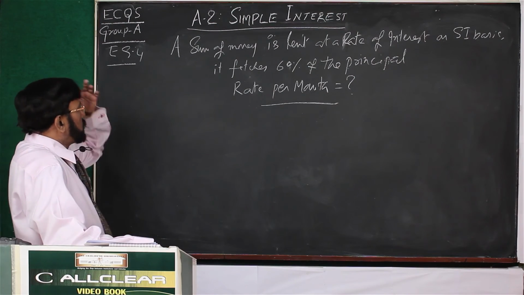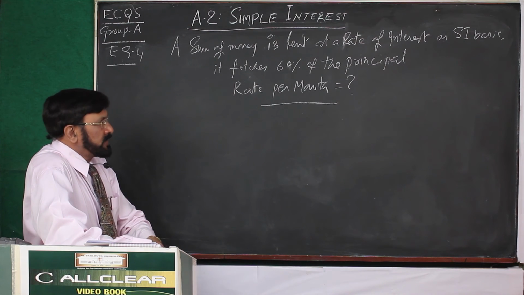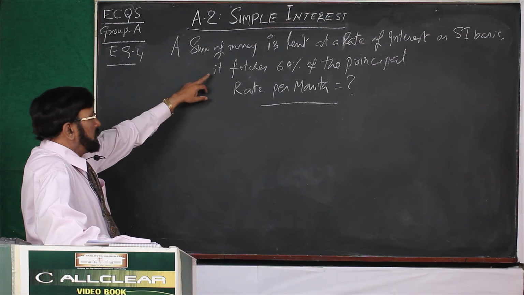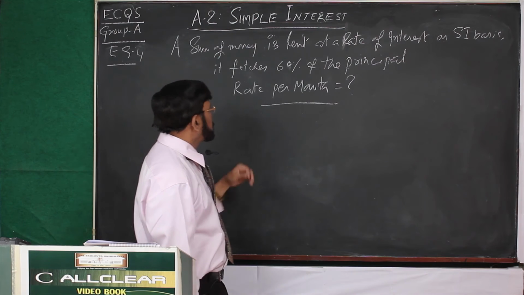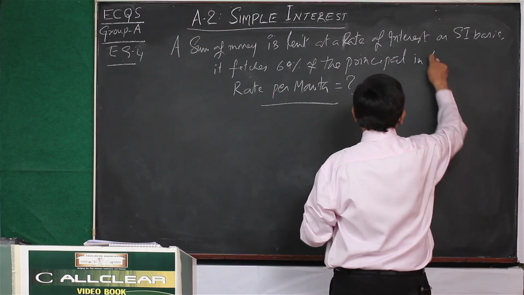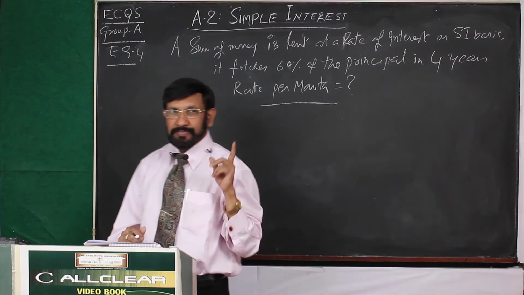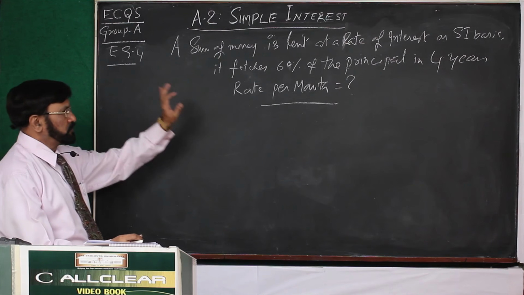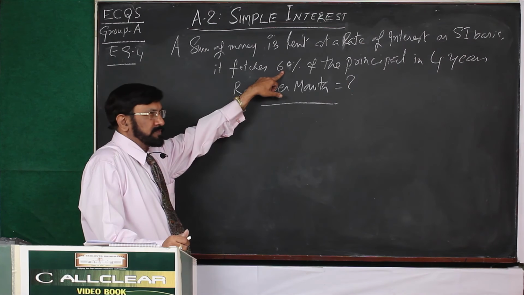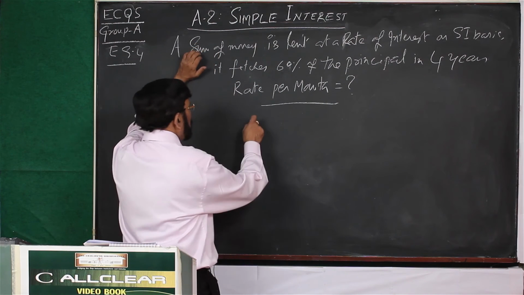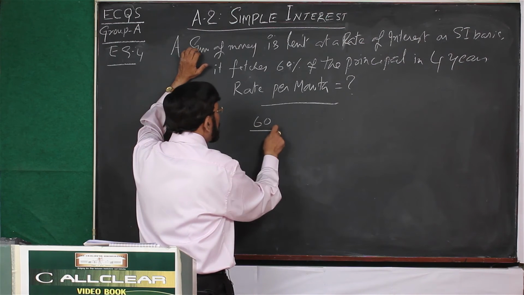Now, example 4. A sum of money is lent at the rate of interest on simple interest basis. It fetches 60% of the principal in 4 years. What is the rate of interest per month? It is so simple a problem. Now, how is 60% fetched? Because of interest. So, for 4 years it is 60%.